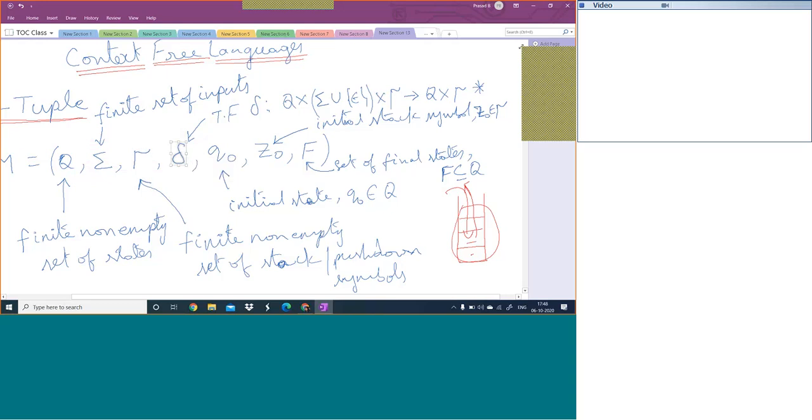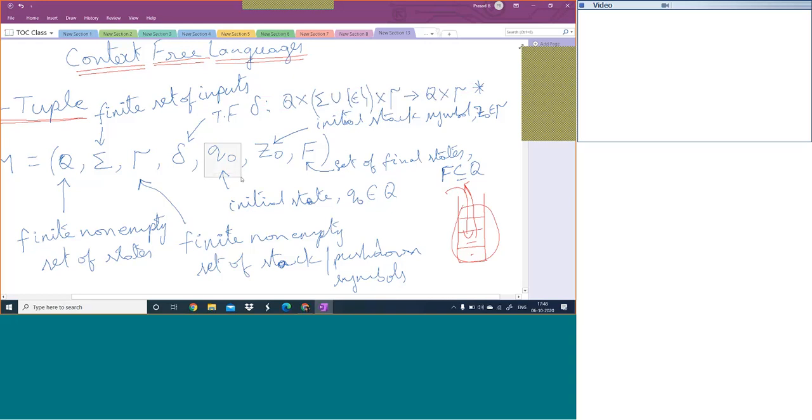What is this transition function? We will see later. Just now, you just look at this. It is a mapping. It is defined like this: Q cross sigma union epsilon cross tau into Q cross tau. I will explain this in detail after this. Okay, just leave this for a while.